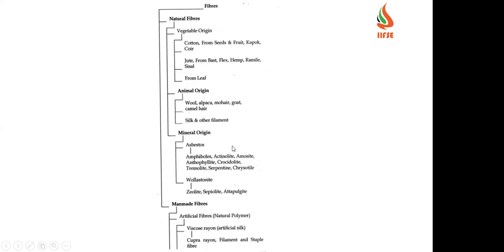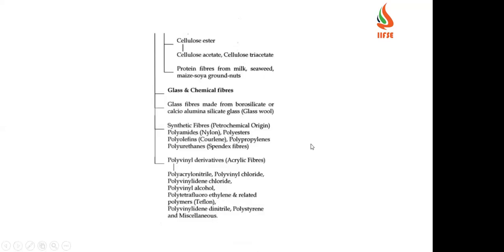If you see mineral origins, asbestos and also wallenstein. If you see man-made fibers, artificial fibers are viscose rayon and also cupra rayon, and also filament and also staple fibers. These are the different kinds of fibers which are in the market for usage.